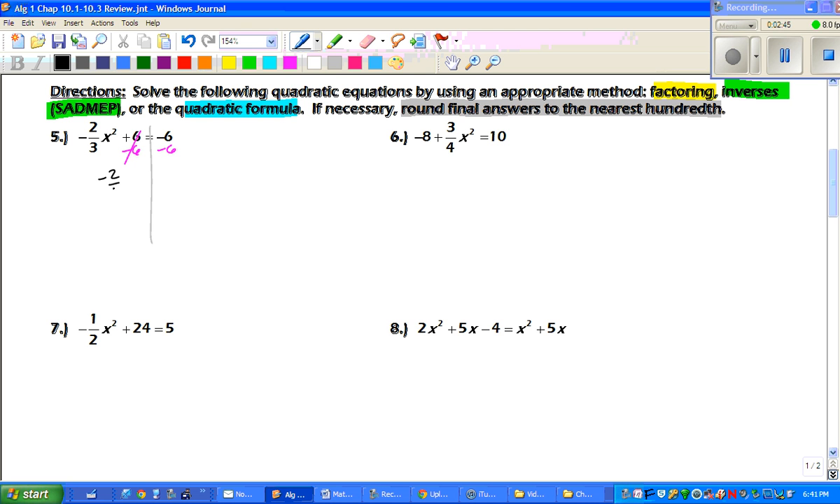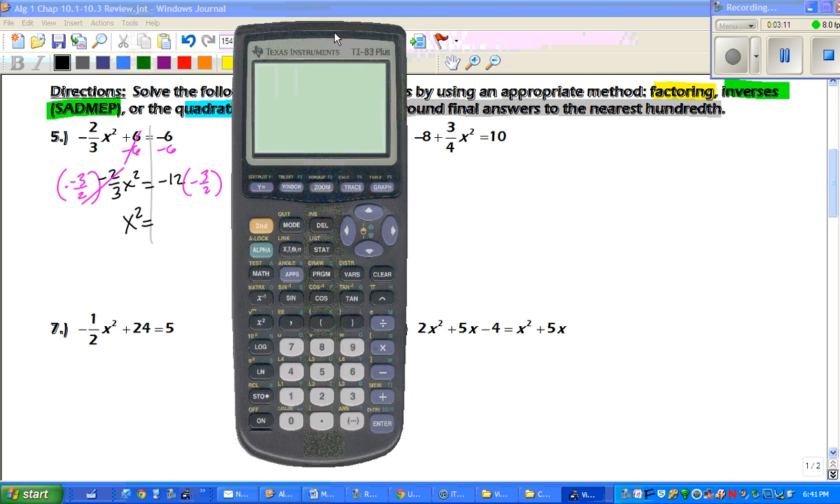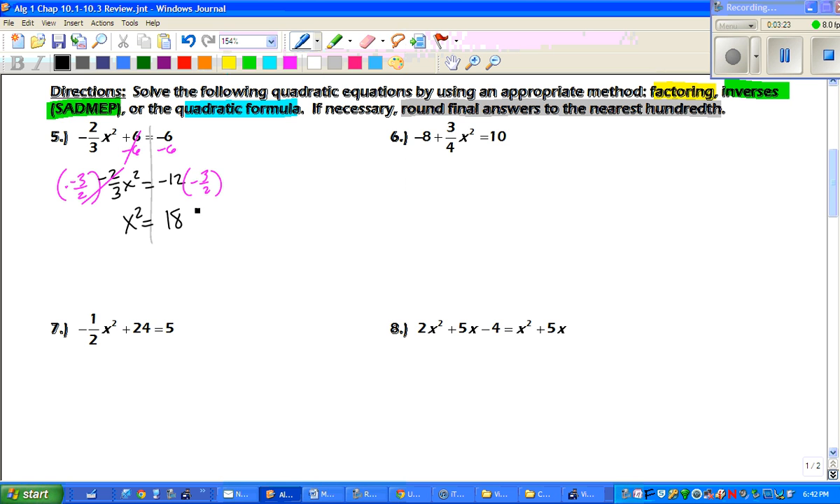Subtract 6 from both sides. -6 minus 6 is -12. Those do not cancel. And now to get rid of a fraction, we multiply both sides by the inverse. You're left with just the x squared. If you don't know how to do that in your heads, it's okay to use a calculator. That's -3 over 2 times -12. Remember, there are two negatives, so when you multiply two negatives, you get a positive.